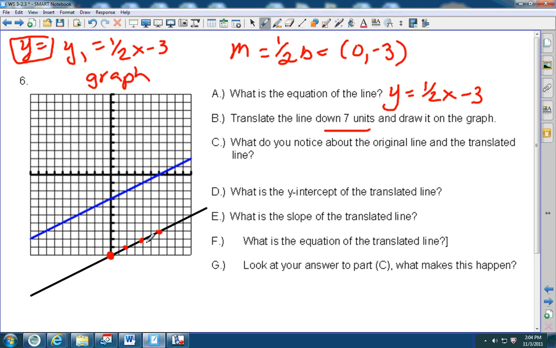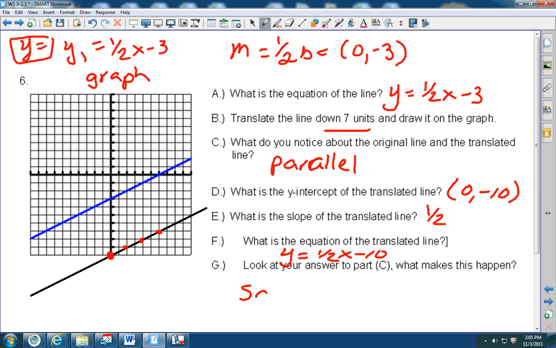Now, what do you notice about these two lines? They are parallel. They don't touch. What is the new y-intercept of the translated line? It's down here. It is (0, -10). The slope is 1/2. What is the equation? y equals 1/2 x minus 10. Now, what makes this happen? Well, what makes it happen is that they have the same slope.